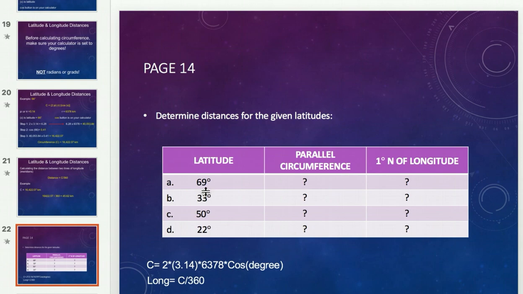All right, so for page 14, go ahead and on your first column under latitude, you're going to put 69 degrees, 33 degrees, 50 degrees, and 22 degrees.